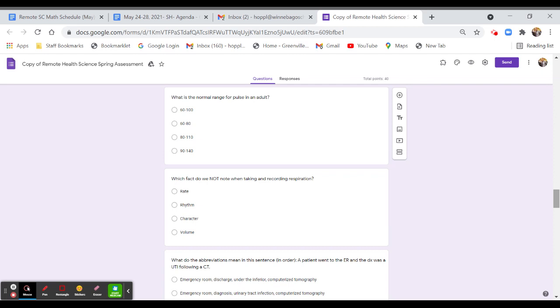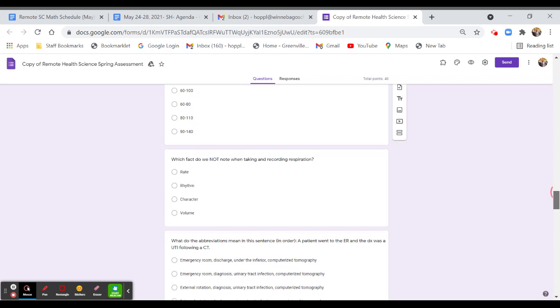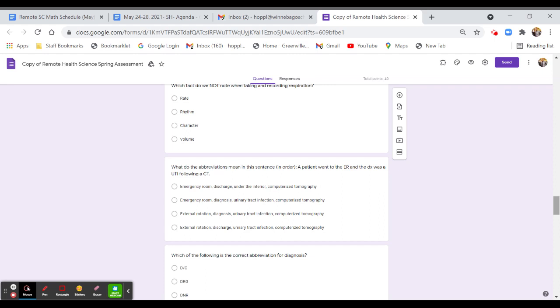What is the normal range for pulse in an adult? 60 to 100, 60 to 80, 80 to 110, or 90 to 140? Which fact do we not note when taking and recording respiration? Rate, rhythm, character, or volume?